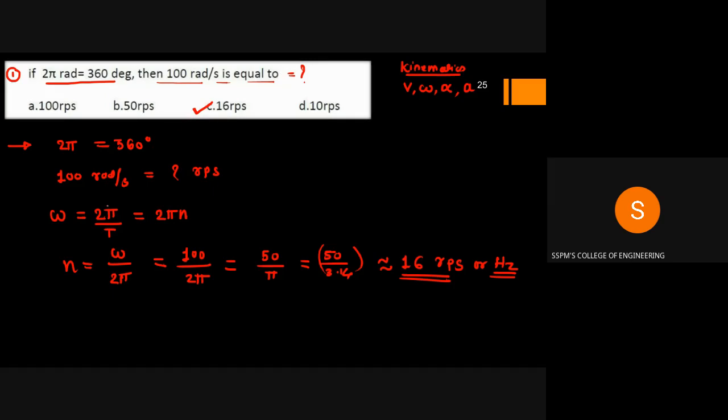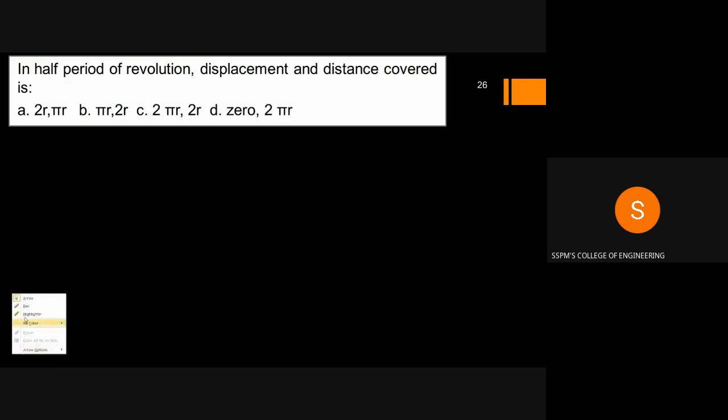So to solve this problem, actually this data is not required, because we know 2 pi radian is nothing but 360 degree only. Just you should know this formula, omega is equal to 2 pi n, or omega is equal to 2 pi upon T. Okay, now refer the second question.